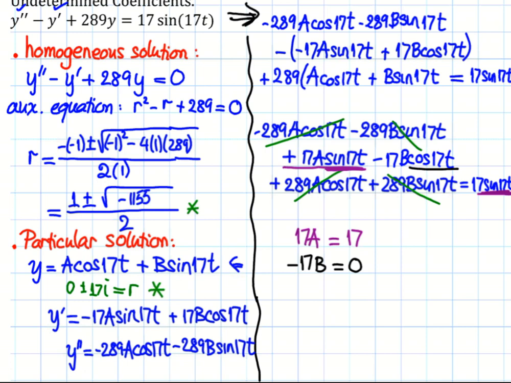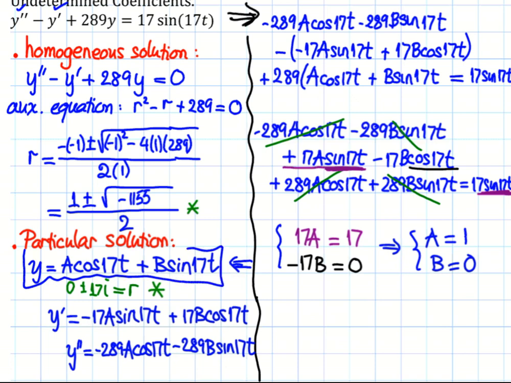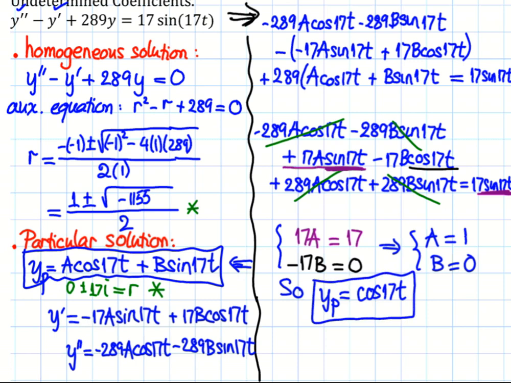Obviously from these two, we can say that a is equal to 1 and b is equal to 0. Now we go back to the form of the particular solution, where we know that a is equal to 1 and b is equal to 0, so that's easy. So the particular solution, where a equals 1, is just cosine of 17t. And that is the particular solution to our problem.